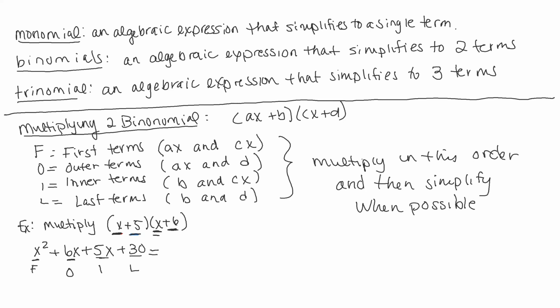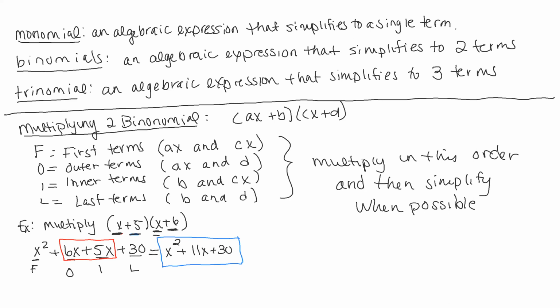like terms where possible. If I look here, 6x and 5x are like terms. I would simplify those, and my final answer would be x squared plus 11x plus 30. And this is the final answer, okay?